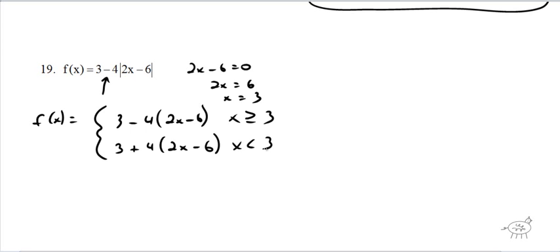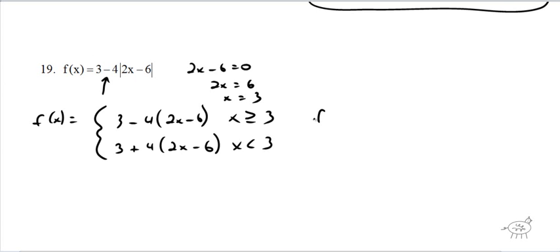Okay? Pretty easy, but don't automatically put a plus when it's greater. It changes the sign only to the absolute value part. I never touch that 3. Never touch the 3. So just kind of be careful about that because sometimes kids like to put a negative sign. They like to change the sign to the 3 as well. It's only the absolute value part that gets changed.